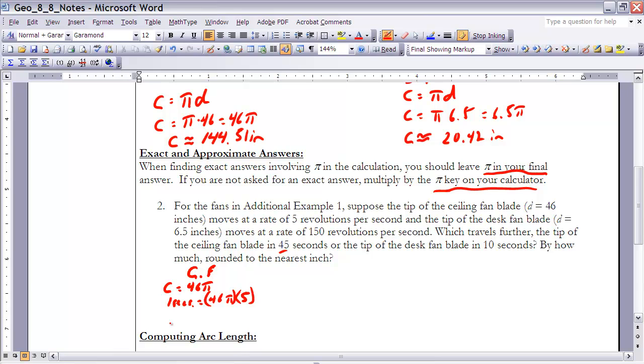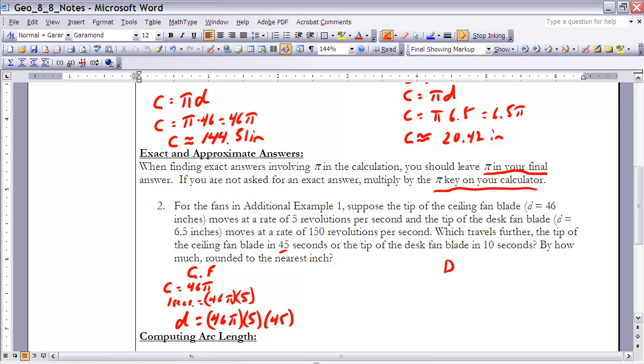Okay? And then I can take that number to take total distance traveled. We'll just call it d actually. So that would be just 46 pi times 5, which is 1 second, times 45. Okay? Now I'll worry about the exact value for the approximate to that in just a little bit. But now let's look at the desk fan.